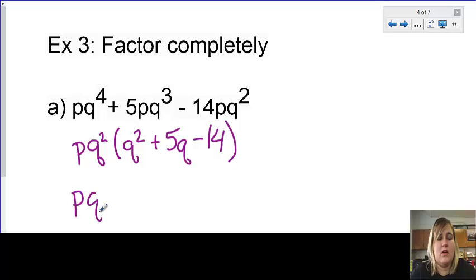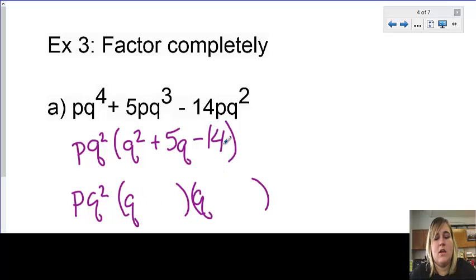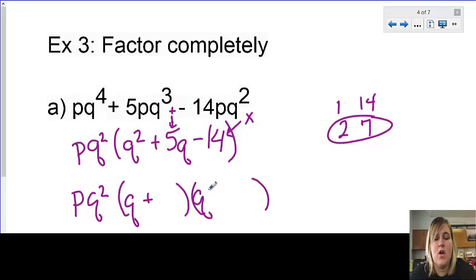So I have p, q squared, and I'm going to set up my two sets of parentheses. I'm going to split up that q squared, and I know I'm looking for something that multiplies to get a negative 14, but will add to get a positive 5. So things that multiply to get 14 are 1 and 14, 2 and 7. 2 and 7 I can get a 5 from. I know because this is negative, I have to have one positive and one negative. Because this one is positive, the bigger number has to be positive. So 7 is going to be positive, 2 will be negative. That is my final answer.